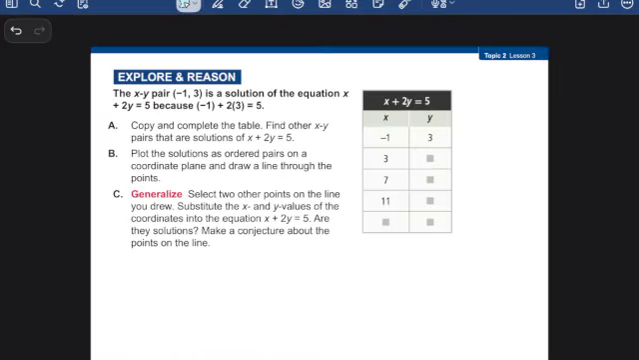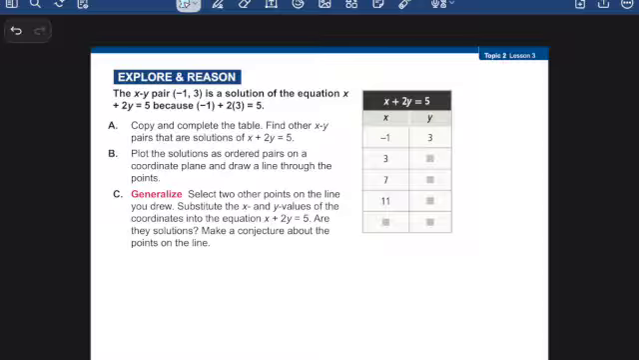For the explore and reason, we have this equation, x plus 2y equals 5, and the ordered pair -1, 3 is a solution. Because if we plugged in -1 and 3 into that equation, -1 plus 2 times 3, -1 plus 6 does equal 5. So it makes the equation true. So let's fill in some more of these tables.